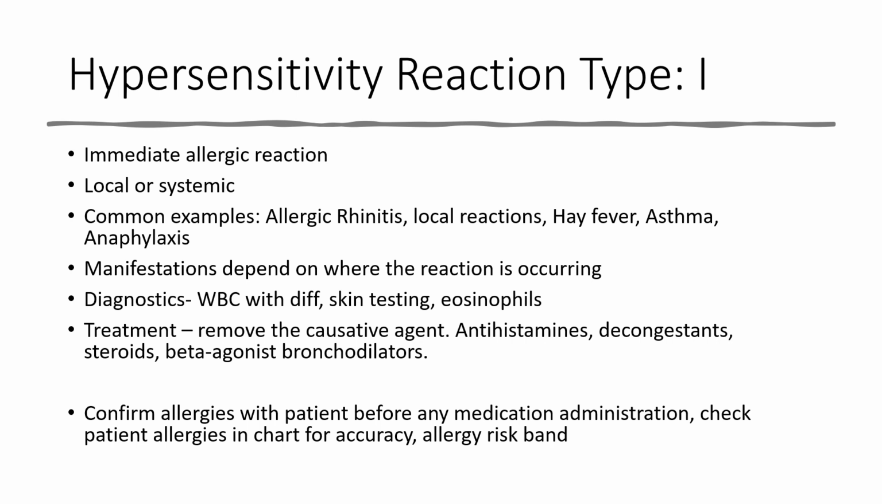Diphenhydramine, or your Benadryl, is an antihistamine that decreases edema and constriction of smooth muscle in the respiratory tract and blood vessels. Steroids might be used. This decreases the inflammatory response and decreases mast cell degranulation. Beta agonist bronchodilators, like your inhalers, may be used if there's respiratory distress going on, because that will help relax the respiratory smooth muscle.